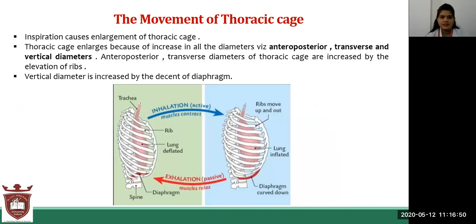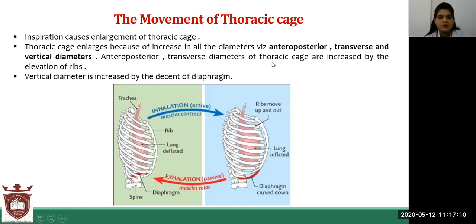Movement of the thoracic cage. As we have seen, inspiration causes enlargement of the thoracic cage. The thoracic cage enlarges because of the increase in all the diameters, meaning anteroposterior, transverse, and vertical.